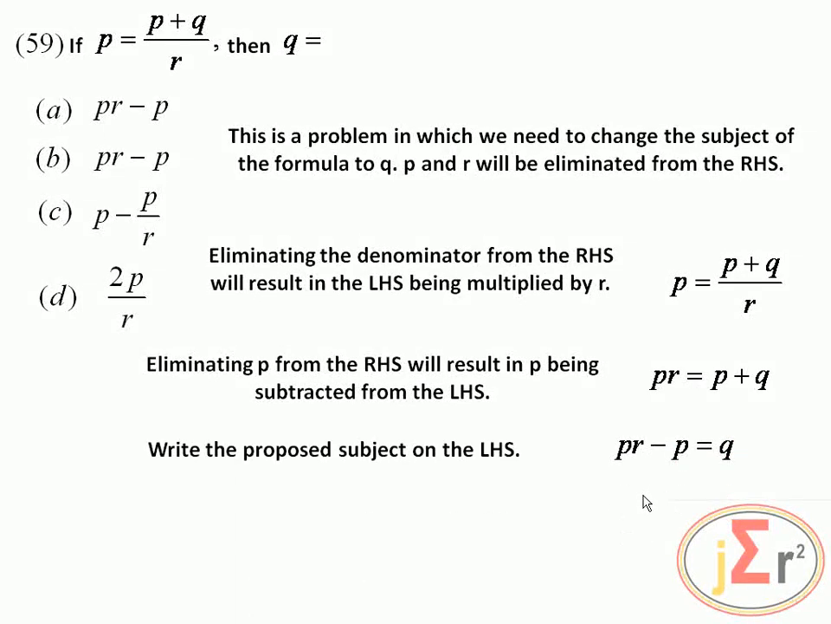Write the proposed subject on the left-hand side. That's all we need to do now. Q on the left-hand side, PR minus P on the right. So Q is equal to PR minus P, and that is all there is to it. The correct answer is option B.